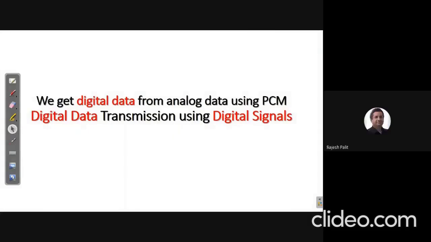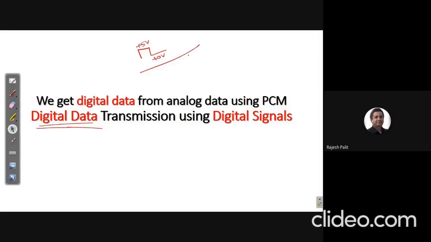So to transmit digital data, we don't use something simple like, for example, for 1 we use 5 volt, and for 0 we say 0 volt. That's very simple, okay? It is not like that.